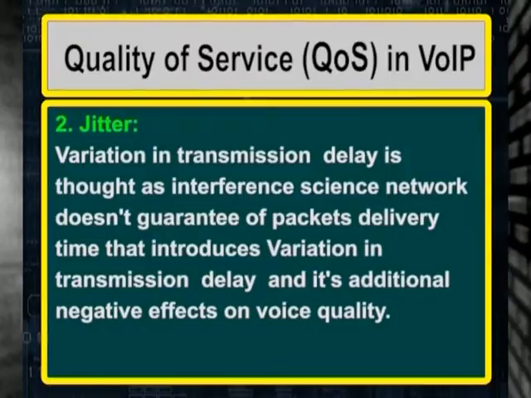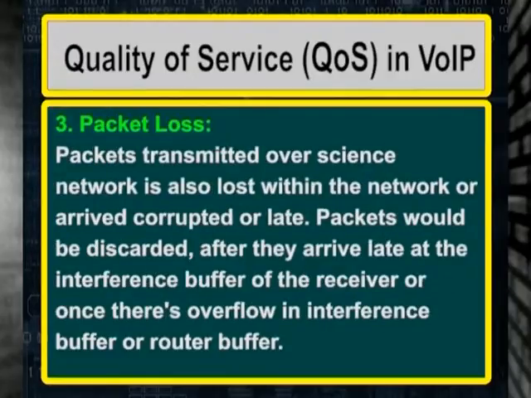Jitter. Variation in transmission delay is known as jitter. An IP network doesn't guarantee packet delivery time, which introduces variations in transmission delay and has negative effects on voice quality. Packet loss. Packets transmitted over an IP network may be lost within the network or arrive corrupted or late. Packets would be discarded when they arrive late at the jitter buffer of the receiver or when there is overflow in the jitter buffer or router buffer.